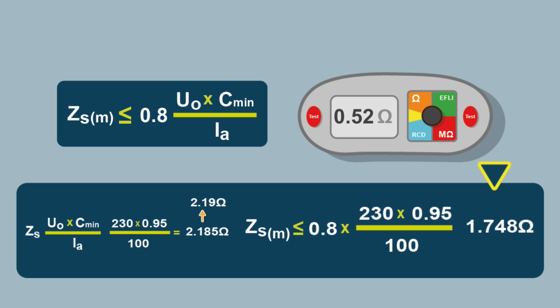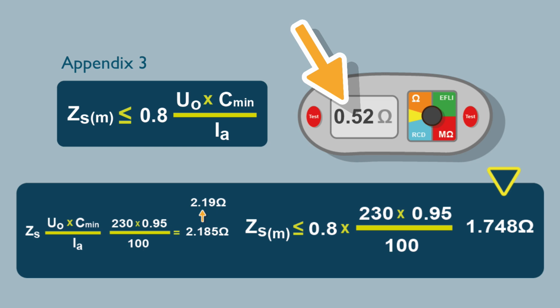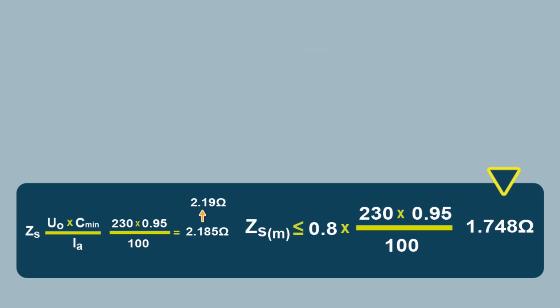The impedance of this earth fault loop path will be less because it's at a lower temperature. We compare our measured reading of 0.52 against our temperature corrected maximum reading of 1.748. So our ZS measured is less than the corrected value of 1.748 ohms. So we know that this circuit is compliant with the regulations. So we know how the calculation works for the maximum earth fault loop impedance. And we also know that we can correct that value for the ambient temperature that we're testing at.